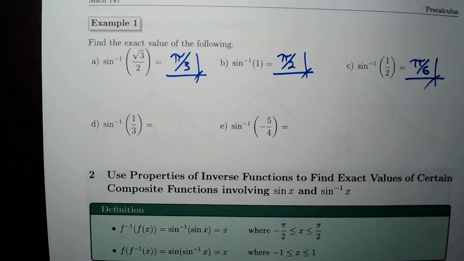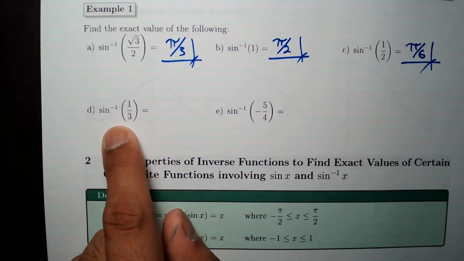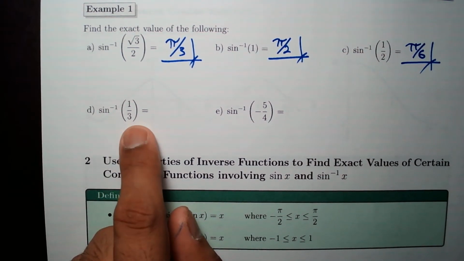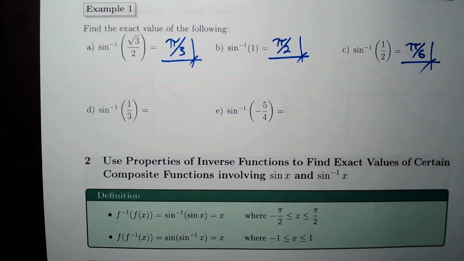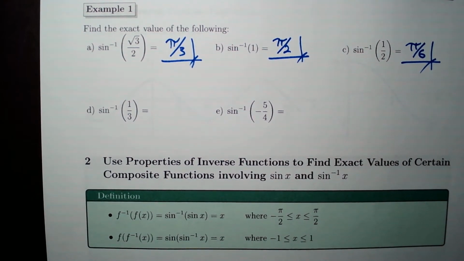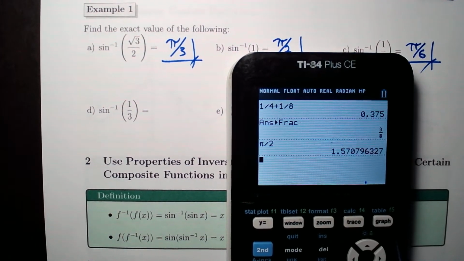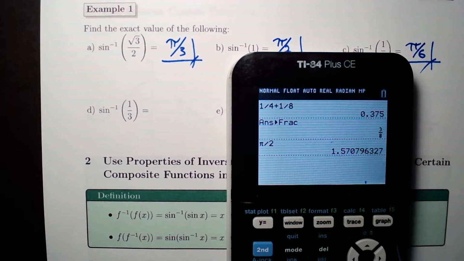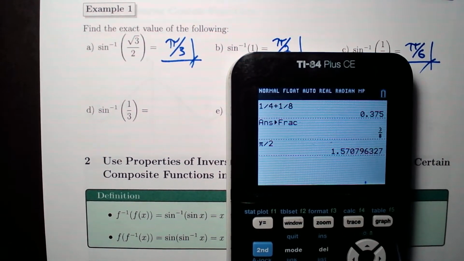All right, now let's look at other values such as inverse sine of 1/3 and inverse sine of -5/4. In this case, since these are not values that are in the unit circle, we're going to use a calculator. But make sure that your calculator is set to be in radians. Well, let me just verify that real quick.